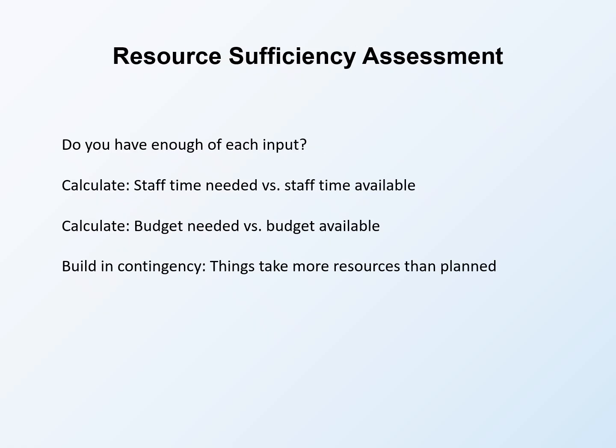Resource sufficiency is a reality check. Do you actually have enough of each input to implement your activities? Do the math, staff time needed versus staff time available. If your activities require 3,000 hours of staff time and you have two staff working 2,000 hours each, you're fine. If activities require 6,000 hours, you're not. Budget needed versus budget available. Tally up what everything costs. Compare to your funding. Material quantities needed versus quantities you can obtain, and build in contingency. Things take more resources than planned, staff get sick, prices increase, unexpected challenges arise. If your plan works only if everything goes perfectly, it's not a realistic plan.